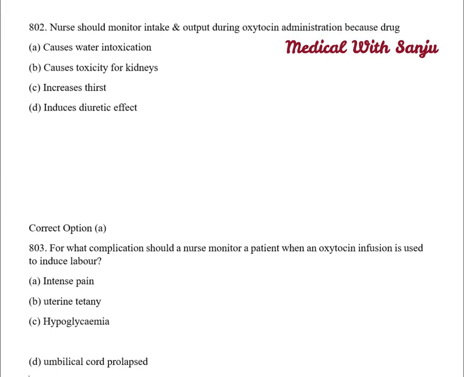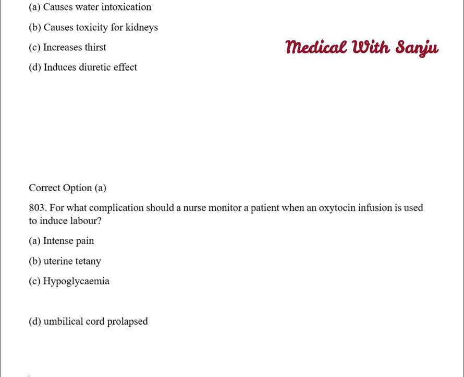Question number 803. For what complication should a nurse monitor a patient when a oxytocin infusion is used to induce labor? Option A, intense pain. Option B, uterine tetany. Option C, hypoglycemia. And option D, umbilical cord prolapse. Uterine tetany. Option B is right answer.